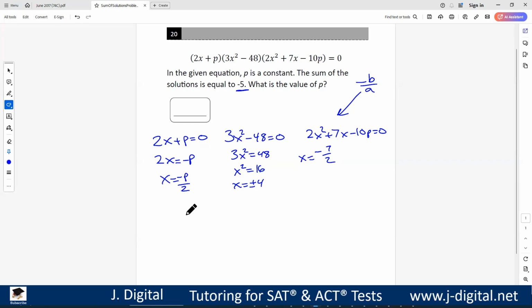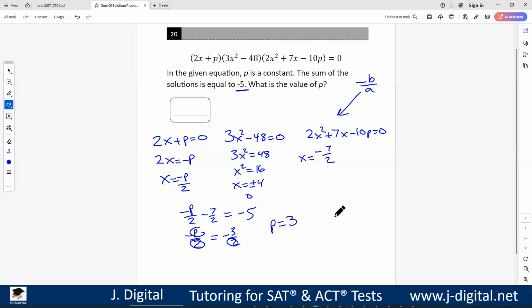So negative p over 2. Now, if I have plus or minus 4, that already adds up to 0, so I'm just going to disregard that. And then our minus 7/2. We want that to equal -5. All right, add 7/2 to both sides. Then we get -3/2. The 2's are the same here, so to match this, the p has to equal 3.